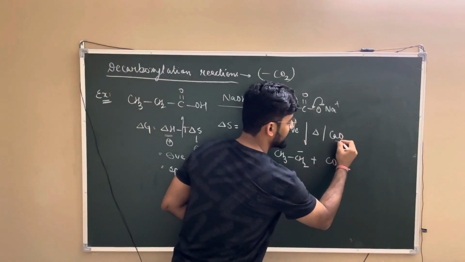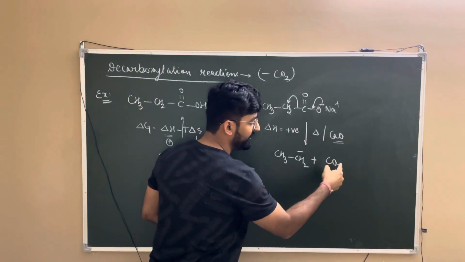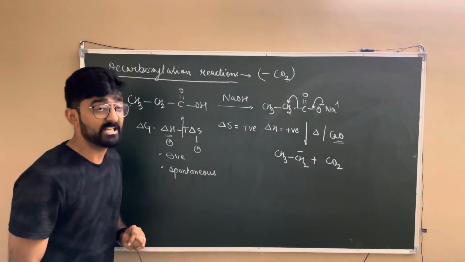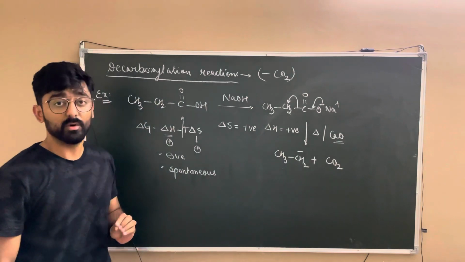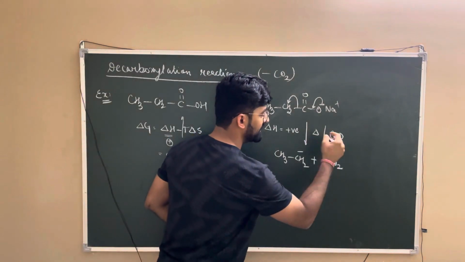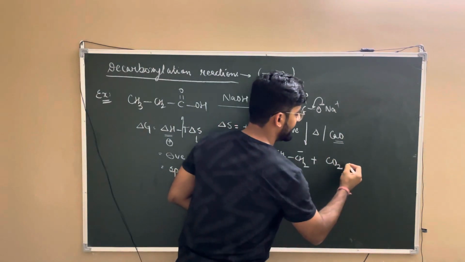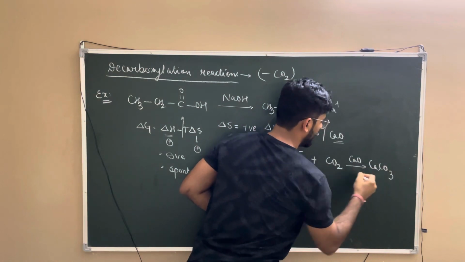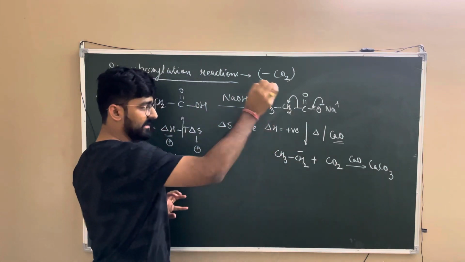Now what does this calcium oxide do? This calcium oxide will consume this CO2 so that there is no chance of reversal or the backward reaction to occur. So this CO2 will be consumed by this calcium oxide and they will form calcium carbonate, so that whatever CO2 is being formed, it will get consumed.